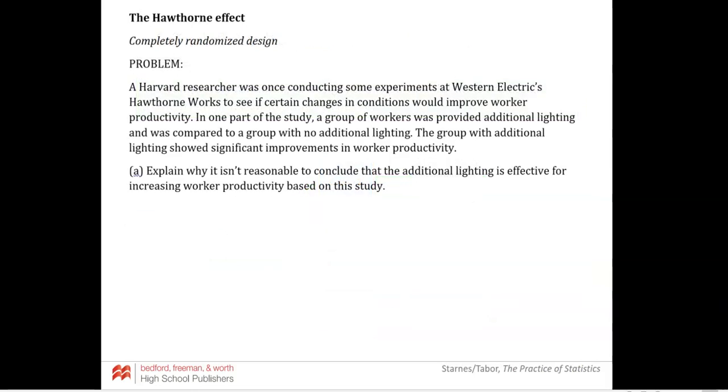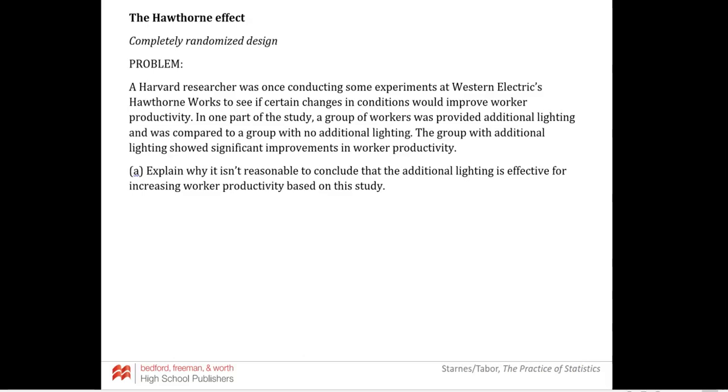A Harvard researcher was conducting some experiments at Western Electric's Hawthorne Works to see if certain changes in conditions would improve worker productivity. In one part of the study, a group of workers provided additional lighting was compared to a group with no additional lighting. So here's the problem with this setup: the workers who got the additional lighting know something's going on, right? Their bosses have all this special lighting assigned for them. And so maybe they did show improvement, but what was the reason? Why isn't it reasonable to conclude the additional lighting is effective in increasing worker productivity?